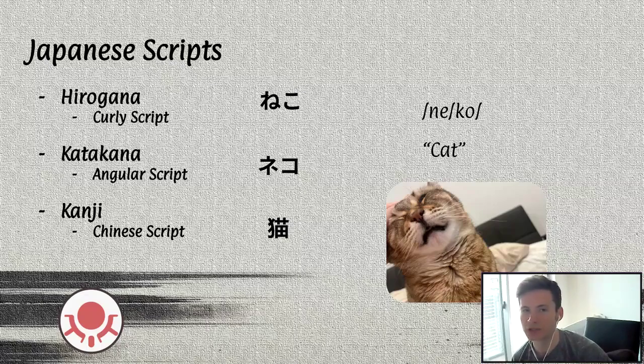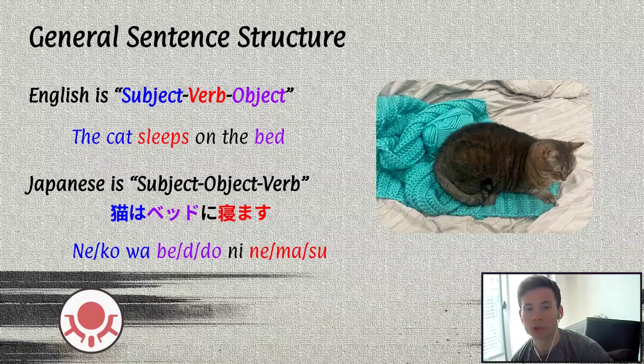So in all three cases, in hiragana, katakana, and kanji, we have the word neko, meaning cat. Look at that fluffy little animal. Cute, isn't it? When it comes to the general structure of the sentences within Japanese, it does differ from English.